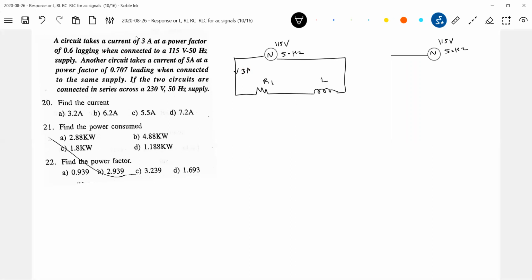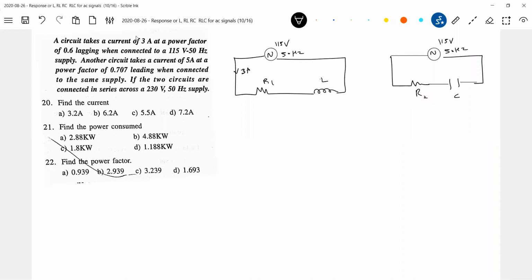Now the other circuit is telling 0.707 leading, so it must be an RC circuit. Why not only resistor? With only resistor, power factor would be 1. If only capacitor, it would be 0. But 0.7 is there. Sir, can it be RLC? The problem asks to assume minimal things. If it says more than one reactive element, you should take that; otherwise, take only one element. Okay, sir.